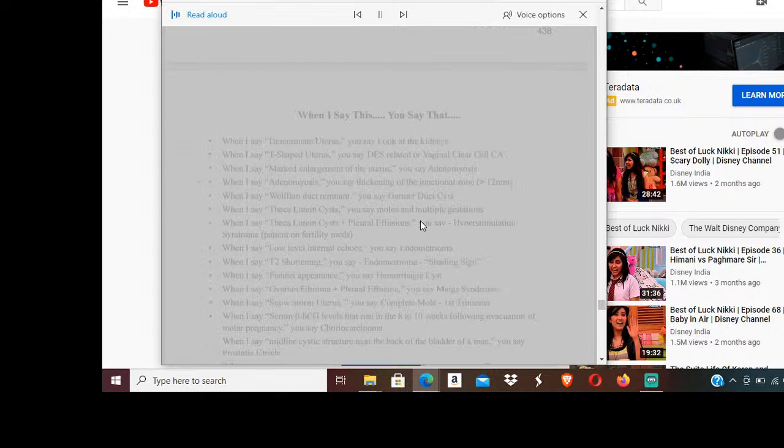438. When I say this, you say that. When I say unicornuate uterus, you say look at the kidneys. When I say T-shaped uterus, you say DES-related vaginal clear cell CA. When I say marked enlargement of the uterus, you say adenomyosis. When I say adenomyosis, you say thickening of the junctional zone, 12 mm.